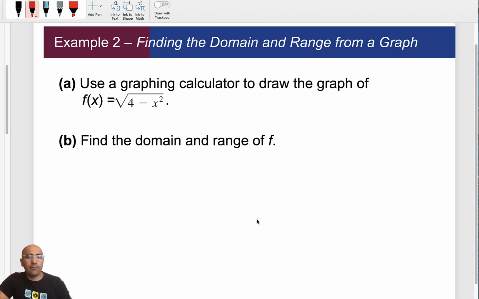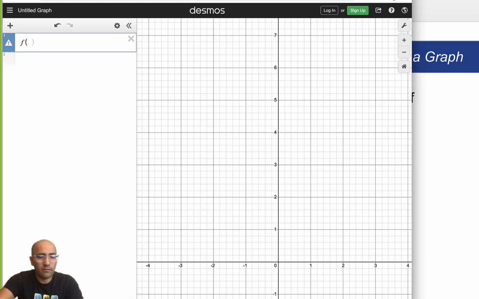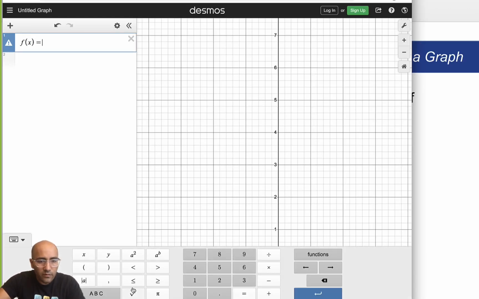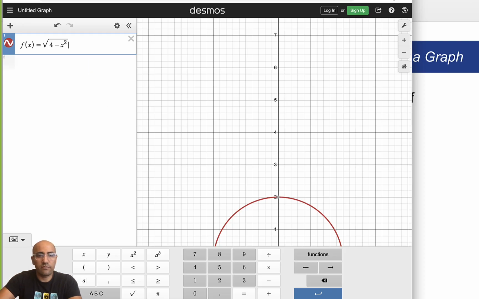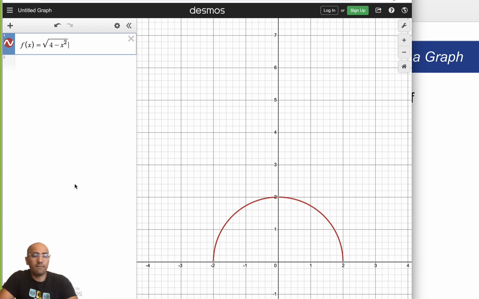Okay, for example, use a graphing calculator to draw this graph, and then find the domain and find the range of this graph. So let's first of all use Desmos, and then I'll look at our graphing calculator. Going to Desmos, y equals the square root of 4 minus x squared. So it says to graph it, so that's what we're supposed to do, find technology and graph it. And Desmos does a great job, so here it is, that's what it looks like.